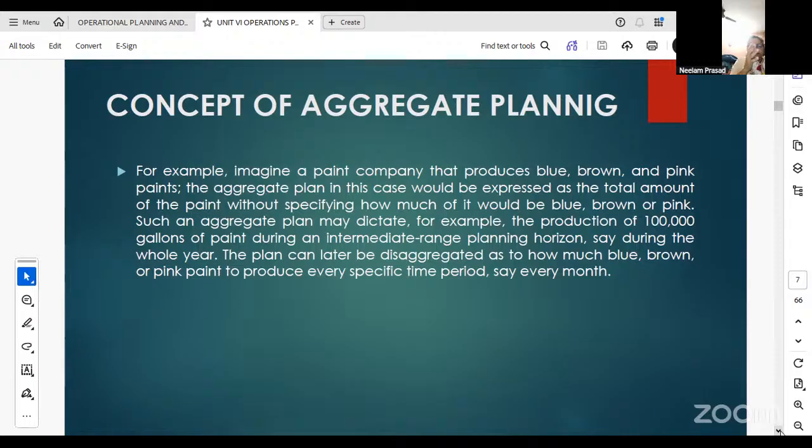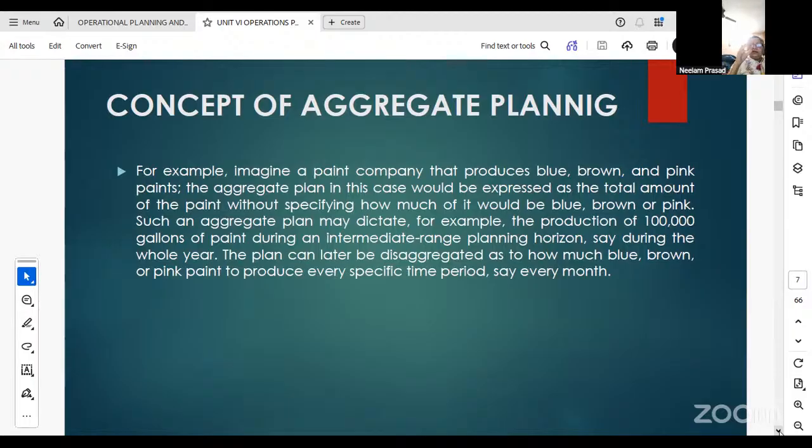As I had given you this example also, you might be producing paint of different colors. Maybe in one month, blue color is more in demand. So here it cannot be level. It can be chase. It has to be changed according to the demand.